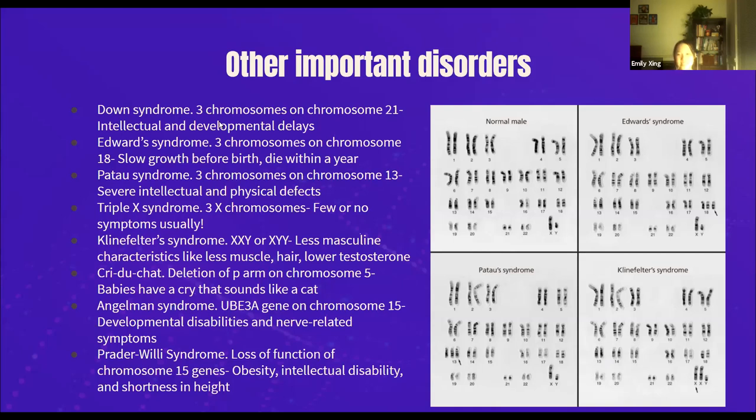Okay, so I'm sure you guys have all heard of Down syndrome. You get trisomy 21, so you have three chromosomes instead of two, because they normally exist in pairs, on chromosome 21.